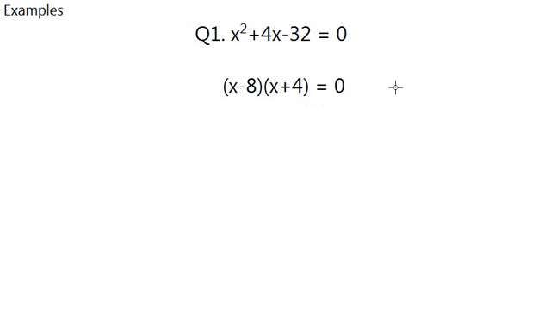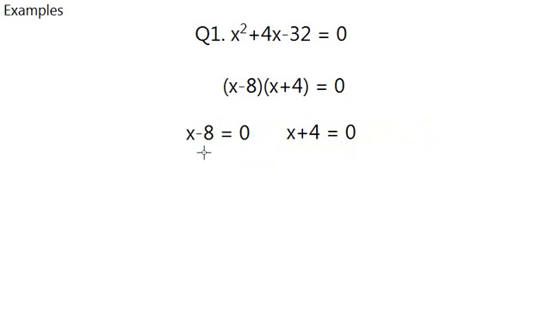And to our knowledge, in order to get 0 in a multiplication, one of the terms must be 0, because if not, then it's never going to be equal to 0. So either x minus 8 has got to be 0 or x plus 4 has got to be 0. So we can draw two equations out of this information, which are x minus 8 equals 0 and x plus 4 equals 0, both of which can be true, and either one of them will be enough to make this true.